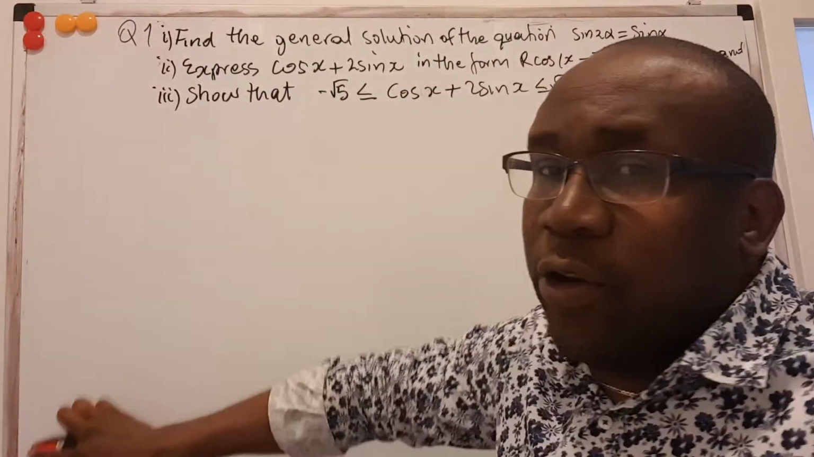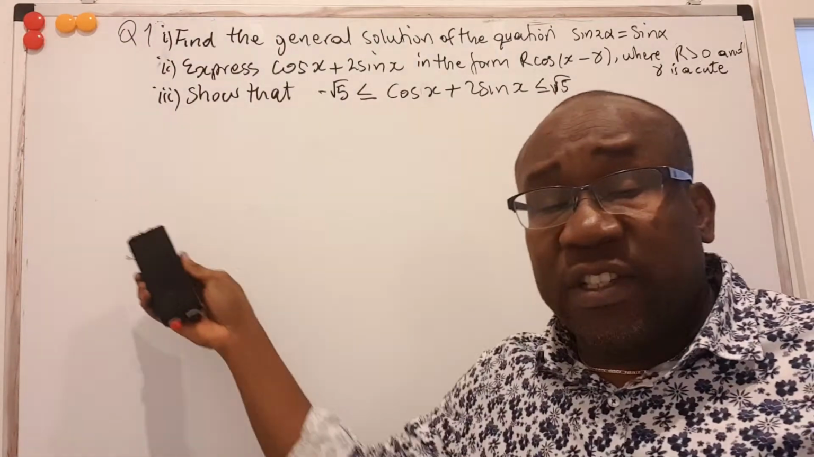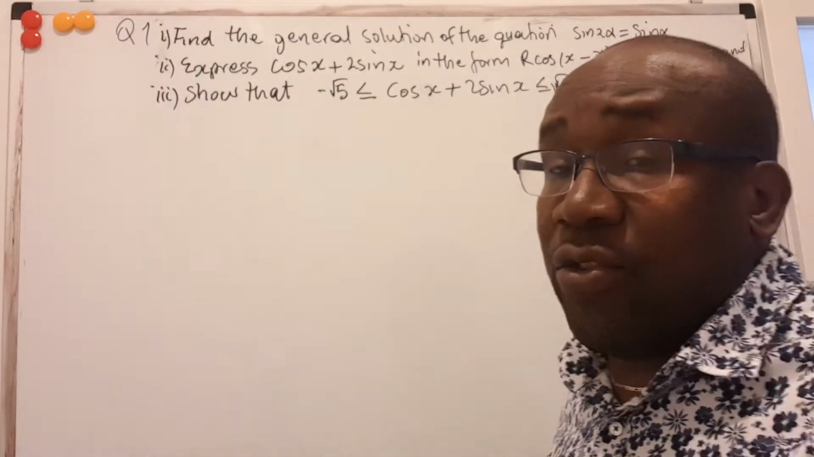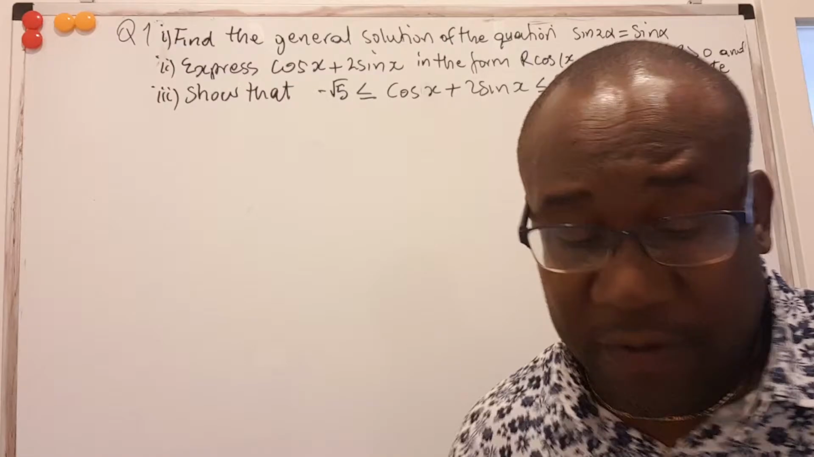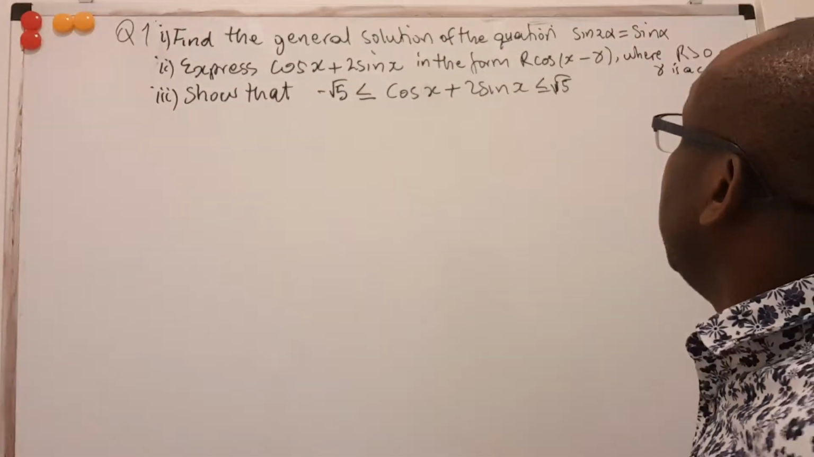If it was cosine, you would remember that cosine is positive in the first and fourth quadrant. So it's going to be plus alpha or minus alpha. The angles in the fourth quadrant are expressed as minus alpha.